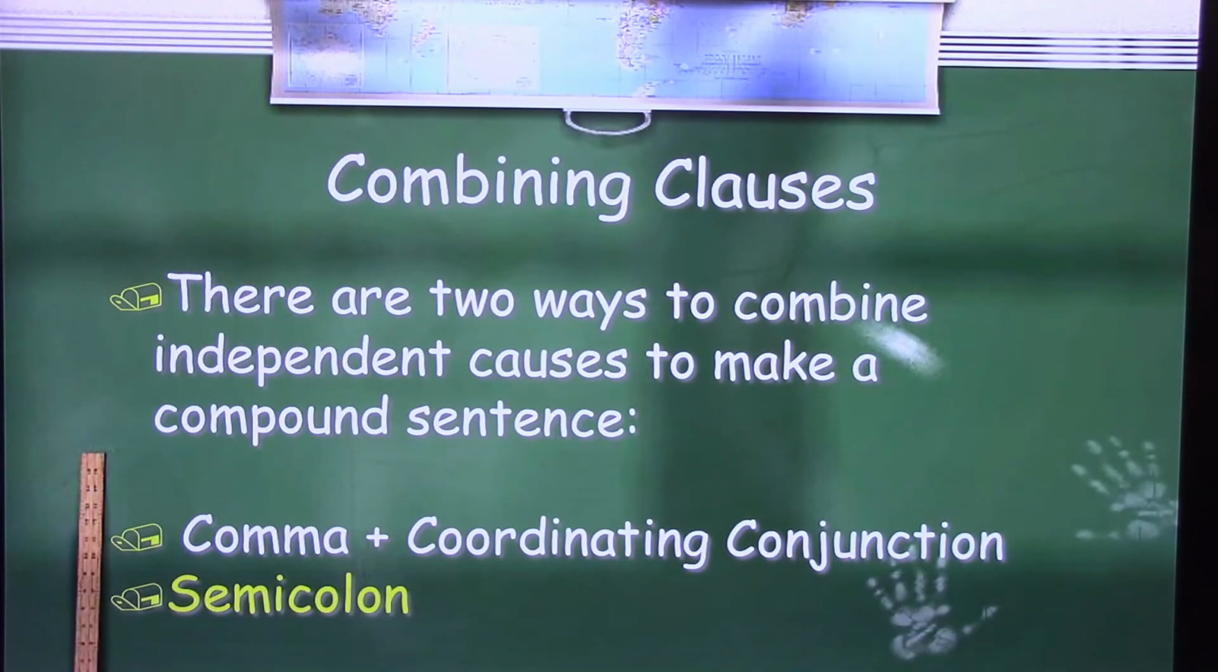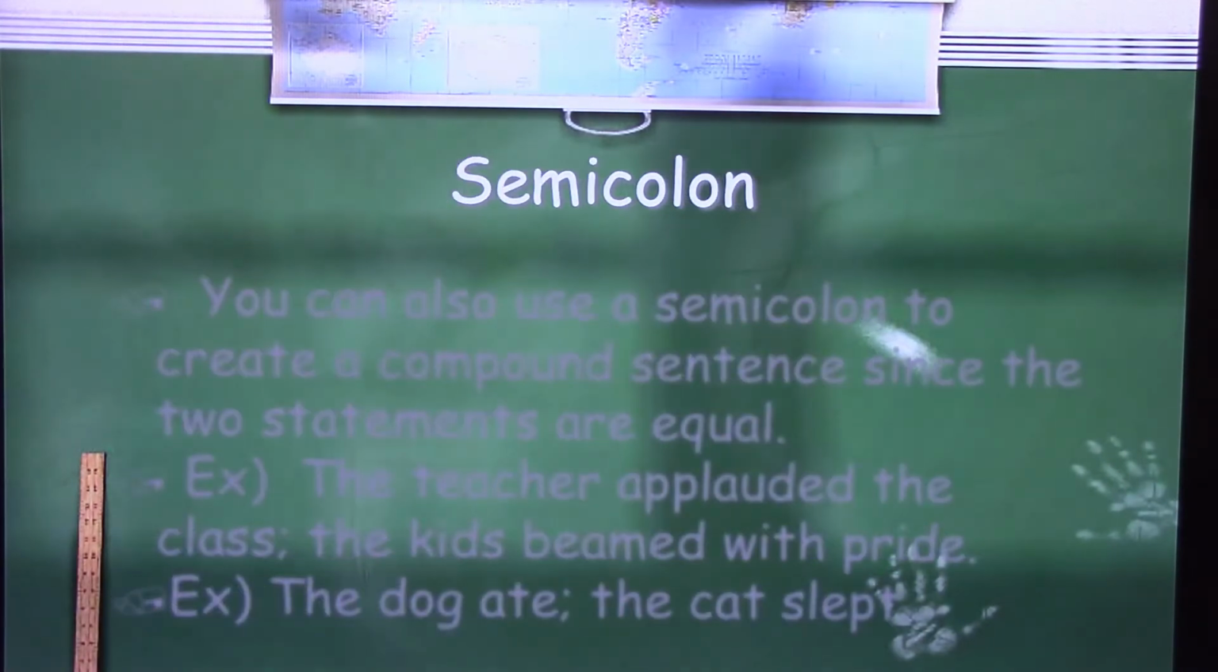That is exactly what I wanted you to know about combining the two clauses. There are two ways, as I've said. You combine by using a comma and a coordinating conjunction, is what we were talking about. Now, you may also combine them by using a semicolon. Let's see how we do it.